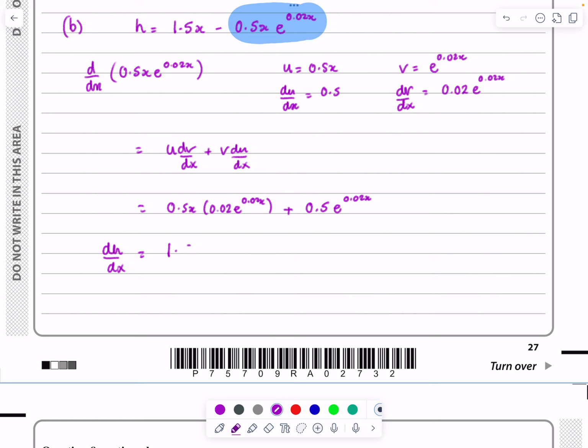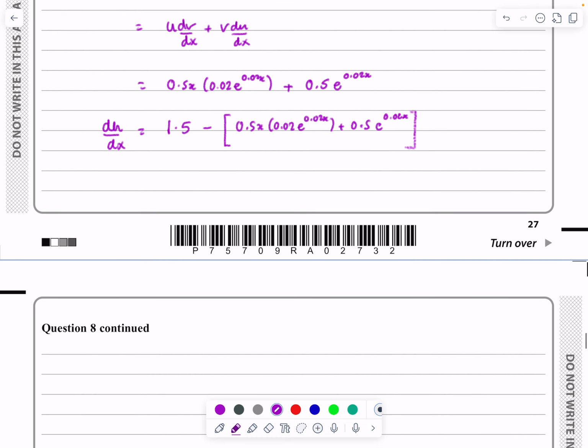So it's 1.5 minus, and then everything that we've got in there, which is 0.5x times 0.02 e to the 0.02x plus 0.5 e to the 0.02x. So that's the differential.